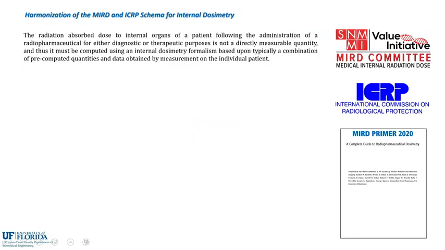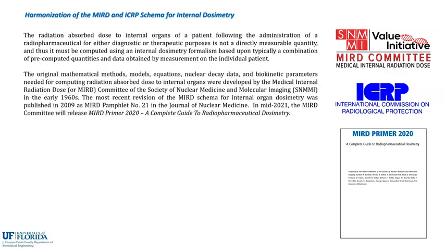Before we begin, we understand that the radiation absorbed dose to internal organs in the patient from the administration of a radiopharmaceutical, either in diagnostic or therapy, is not directly measurable, so it has to be computed. To do this, we need a mathematical dosimetry formalism, which typically includes a combination of pre-computed quantities as well as patient-specific data via direct measurement on the patient. The original methods, models, equations, and nuclear decay data needed to do this were pioneered by the MIRD Committee in the early 1960s.